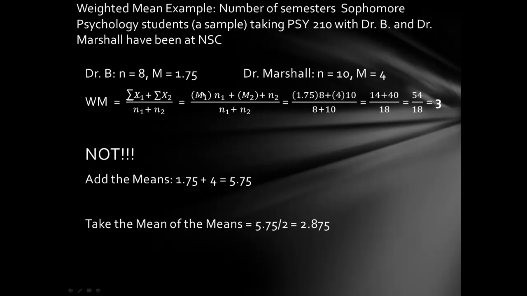So the mean for sample 1, Dr. B's sample, and the sample size, 1.75 times 8, then the mean for sample 2, or Dr. Marshall's sample, and the sample size for Dr.